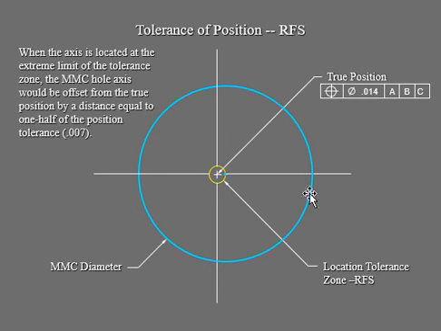Now we're going to give it the blue, which is here, and that's your MMC diameter applied, and here is our little yellow circle, which is your location tolerance, RFS, and then here is our true position. So when that axis is located at the extreme limit of your tolerance zone, your MMC hole axis would be offset from the true position. It's going to come out from the true position about a distance equal to 1/2 of that position tolerance, which is 0.014 divided by 2, giving you 0.007.